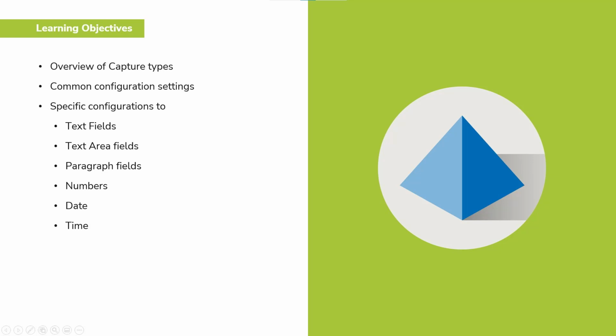In part two, we'll be covering the remaining capture types: upload, horizontal rule, drop-downs, radio and checkbox groups, and tables. There will be a demo on each capture type, and at the end of the part two demonstration video, we will see them all in a published form.